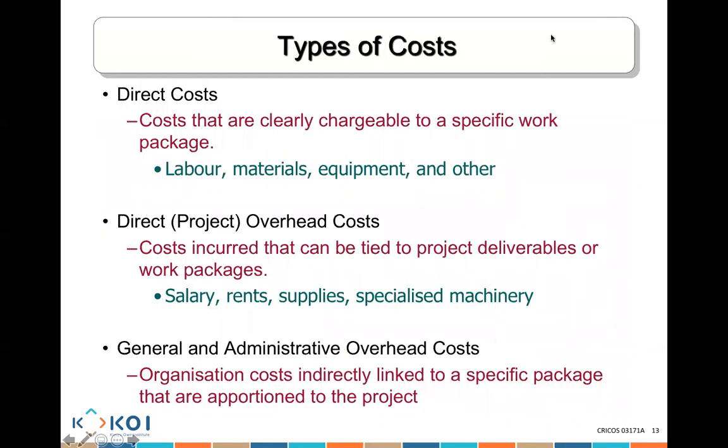Now, there are so many costs in an organization that we need to think about. There are direct costs, overhead costs, and administrative costs. A direct cost is a cost that people associate directly with doing a specific task, like someone working as a developer on your project, someone who needs to buy a tool for a particular piece of software, or someone who needs equipment to complete a specific task. These are very specific things, clearly chargeable to a specific work package, and this is what we call a direct cost.